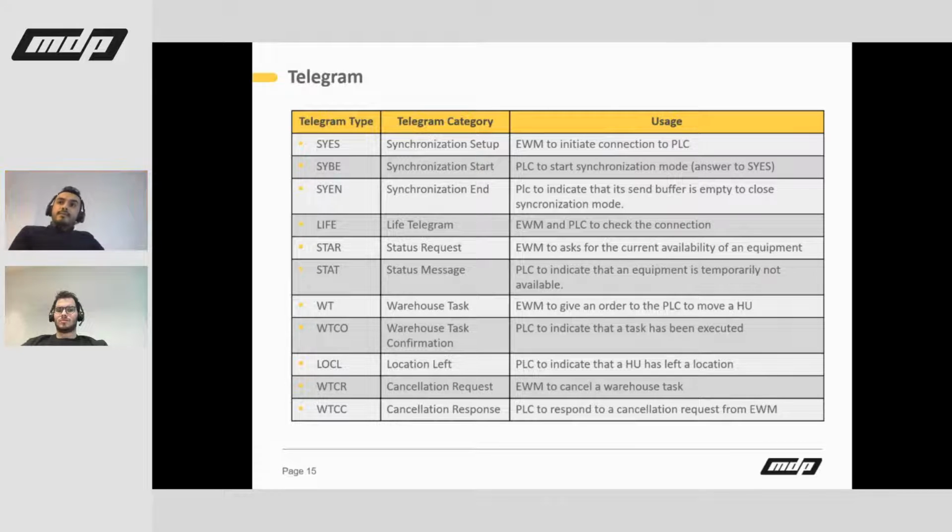But one of the most significant ones, live telegrams, are important because they indicate the connection is set and there is no problem in the connection between EWM and PLC, and they can be triggered in a time interval of your choice so that you can check the connection between EWM and PLC. Also, if you want the PLC to confirm any warehouse task, it will send you a telegram type of WTCO, warehouse task confirmation, so that it indicates to you that a task has been executed.